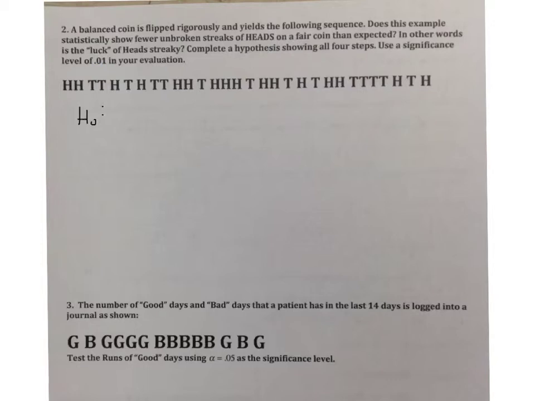The H0 is going to be that the average that we should get is, well, we don't know. We have to actually figure that out from the formula on the front. So the formula on the front said to figure out the average number of runs that we should get, we have to use the formula. 2 times the number of successful attempts. So if we're looking for heads, how many heads were there?